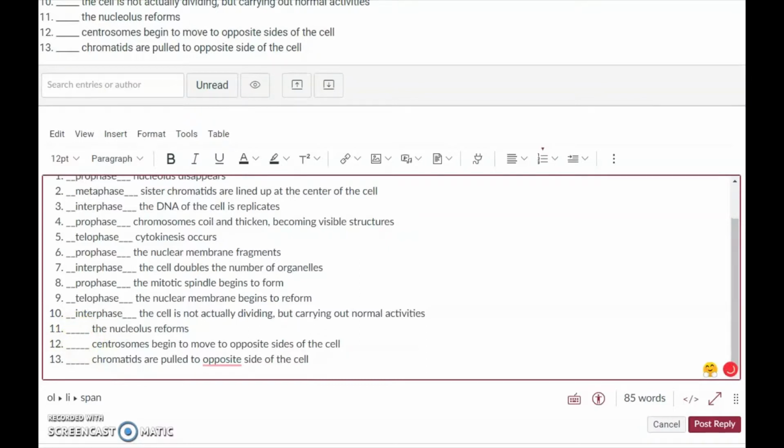All right, and then 11, the nucleolus reforms, so this will be telophase. 12 is the centrosomes begin to move to opposite sides of the cell. I was describing this earlier. This is also the prophase. And then lastly, 13, chromatids are pulled to the opposite side of the cell. And this is what happens during the anaphase, where the chromosomes are broken apart and then the chromatids are separated.